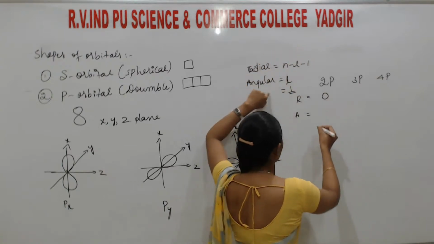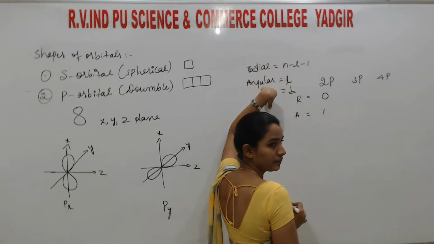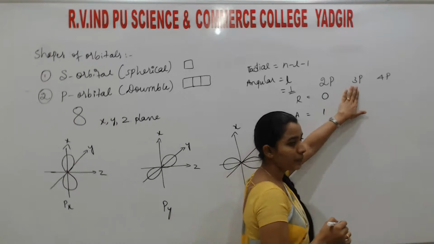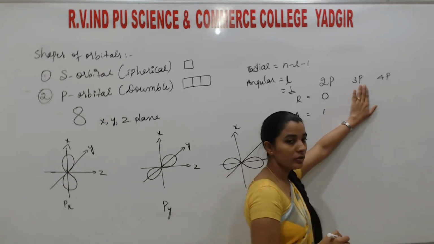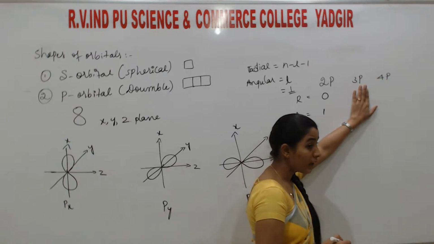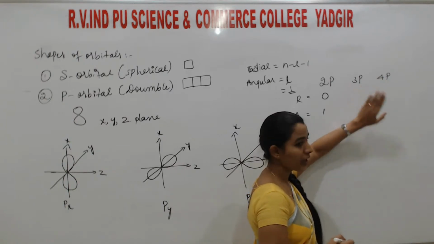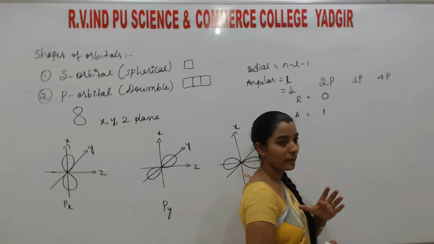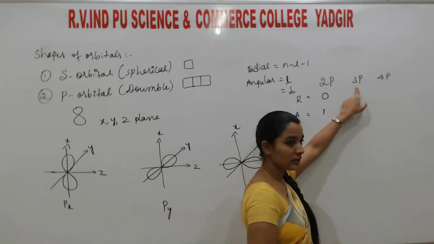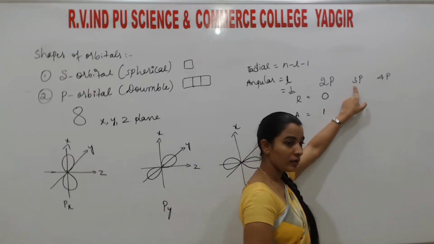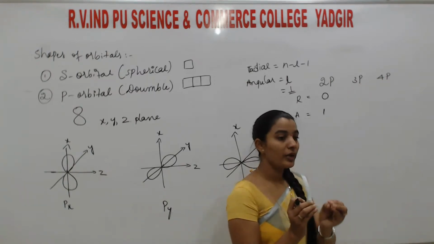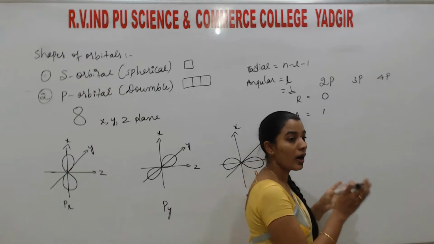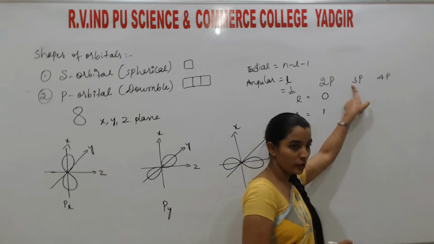But the angular node is 1. Okay. Here 3p. So the L value is 1. But for a p orbital it is fixed, I told you. L value is 1, N value is 3. L value for p is 1. So you need to find out the L value according to the orbital, not according to the N value.